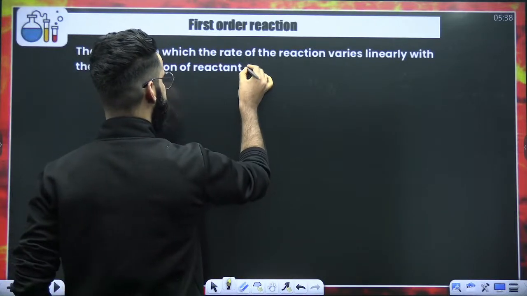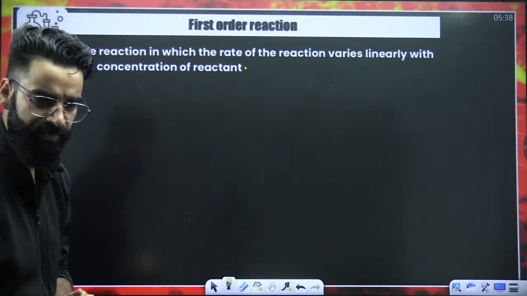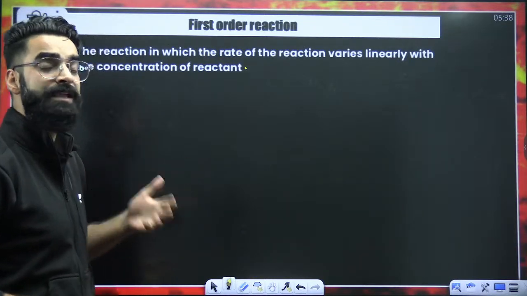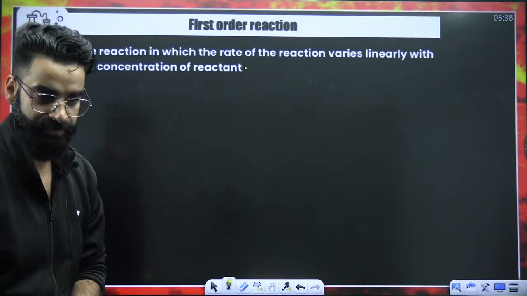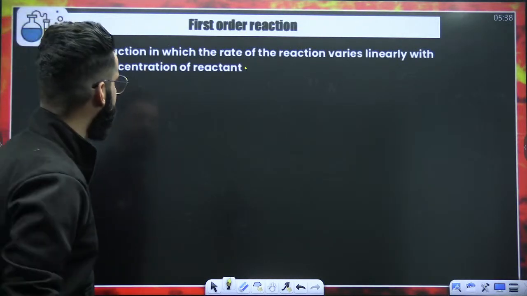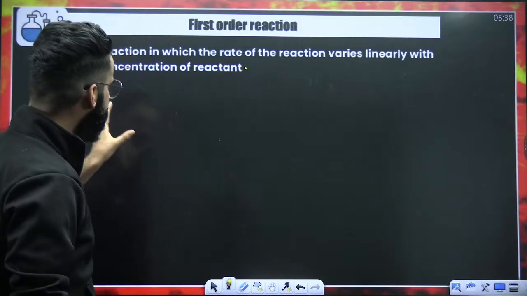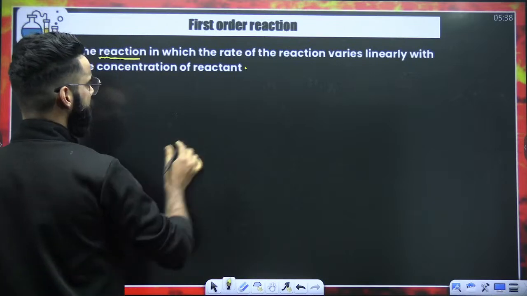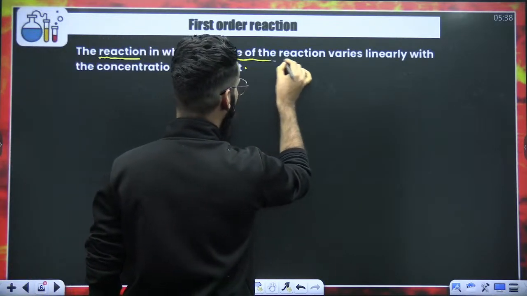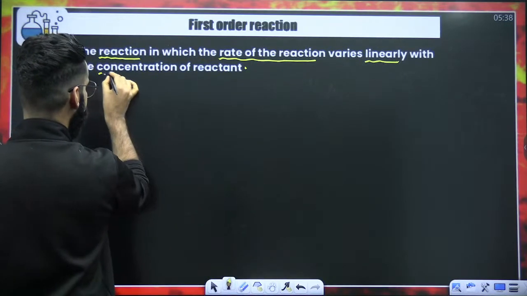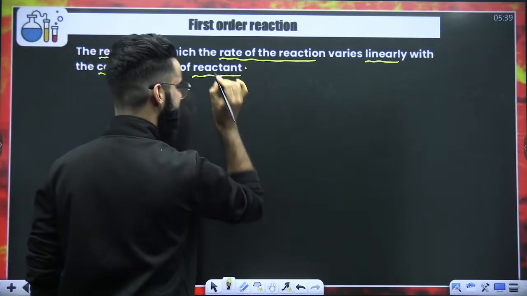All right, so let's talk about the first order reaction. What first order reactions are all about and how do we get the integrated rate equation for the first order reaction. That's important. My dear students, look at the definition. First order reaction, it is that particular reaction in which the rate of the reaction varies linearly with the concentration of reactant.